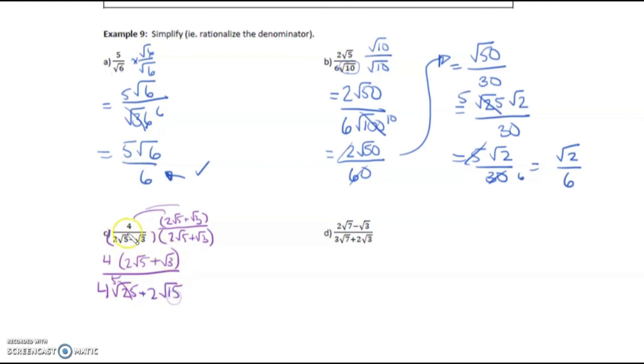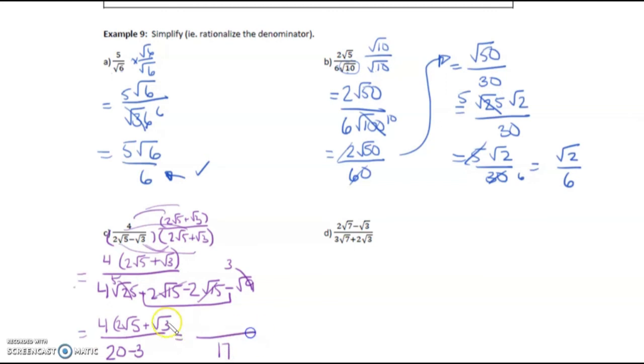Plus 2 root 15, minus 2 root 15, and then minus root 9, which again cancels to 3. These two middle numbers are plus and minus, they're opposite, so they go away. So we get 4 times 2 root 5 plus root 3 over 20 minus 3. 20 minus 3 is 17. So we can write this, if you want to just distribute this, that's fine, as 8 root 5 plus 4 root 3 over 17. Okay, so you notice how the denominator no longer has a root sign in it.